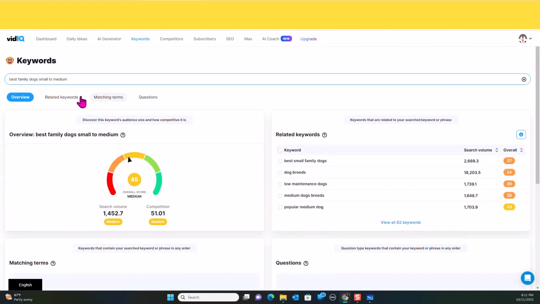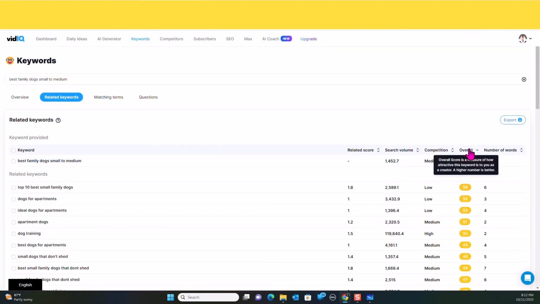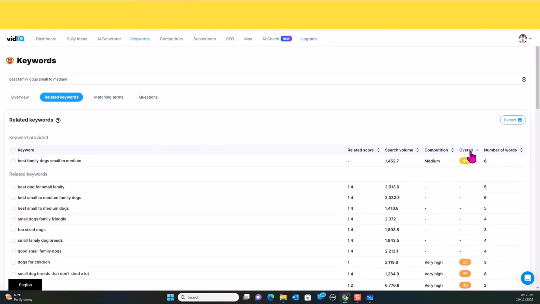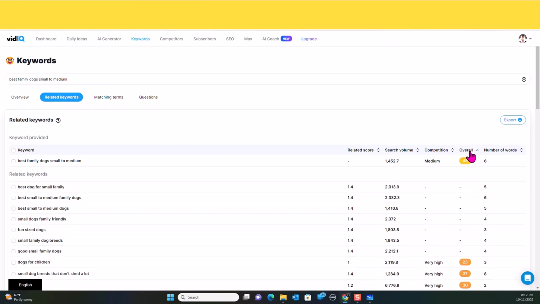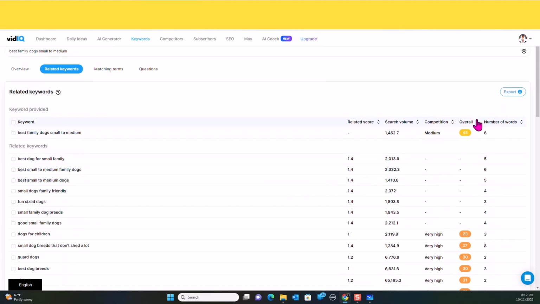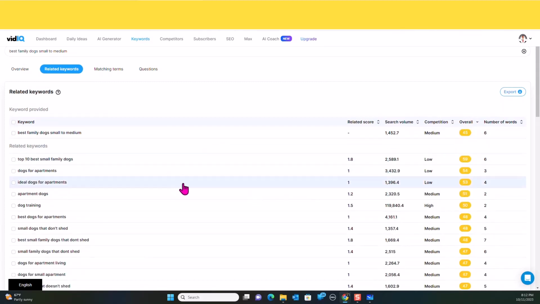Now, what I like to do is I like to come to the related keyword section, and I'm going to hit on overall score, right? Because I want to see if I can get some keywords that have some decent search volume, but it's low competition, okay? So you see some low competition keywords right here. Top 10 best small family dogs.